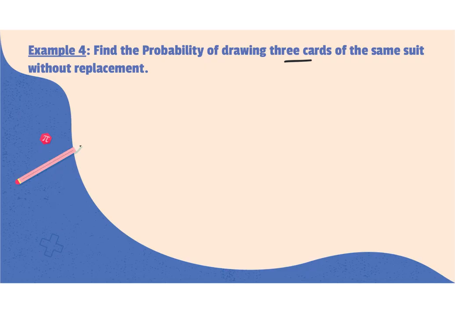Okay, so 3 cards, same suit, without replacement. So I draw them and I keep them. Okay, so now, first one, I can draw whatever card I want, all right? So that's going to be just 52 out of 52. But once I do that, I'm locked in. I've got to have the same suit, either the heart, the diamond, the club, or the spade, all right? And there's going to be 12 of those left, so it's going to be 12 out of 51 and then 11 out of 50, okay?